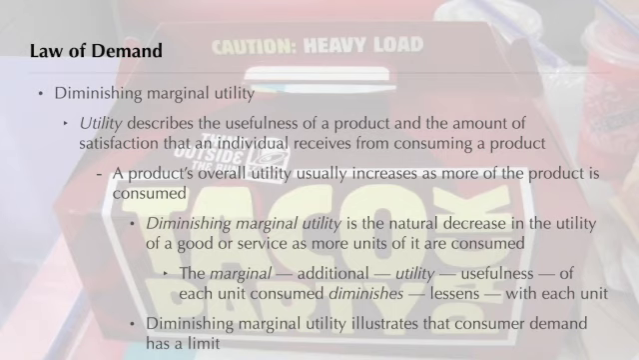Diminishing marginal utility helps explain why the demand for a product is not limitless. At some point, consumers cannot use any more of a product. There is a limit to the product's utility to consumers, and thus a limit to consumers' demand.